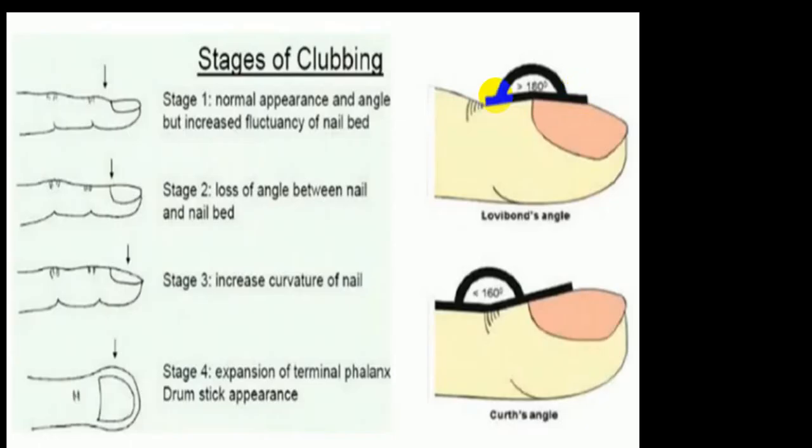Now, depending upon the different stages, these are the stages which are being classified: stage 1, stage 2, stage 3, stage 4. We'll also be showing you that in detail. This is the normal angle of nail to nail bed, called the Curth angle, which is normally less than 160, or not more than 160. But when that angle is increased because of convexity of the nail, then it becomes more than 180. Then it is described as Lovibond sign, and the angle you measure is called the Lovibond angle.